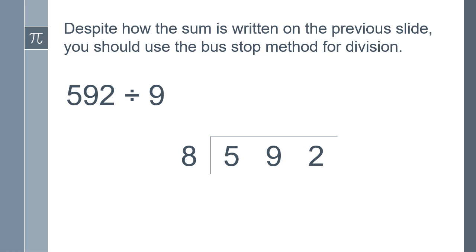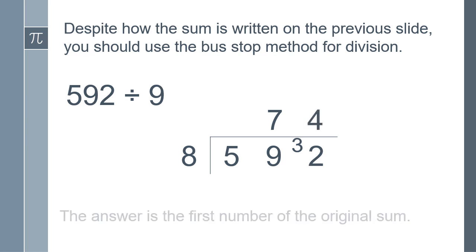So we set it out using the bus stop. Then we look at these numbers. We cannot do 5 divided by 8. So instead we're going to look at the first two numbers together as 59. So 59 divided by 8 is 7. It gives us 3 left over. So 32 divided by 8 is 4. And that does match the first number of our original sum. So we know that that's correct.